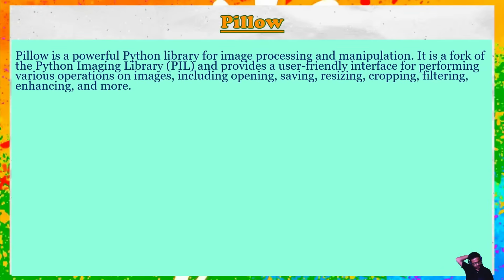So now comes the Pillow module. Pillow is a powerful Python library for image processing and manipulation. It's a fork of the Python Imaging Library, PIL, and provides a user-friendly interface for performing various operations on images, including opening, saving, resizing, cropping, filtering, enhancing, and more.